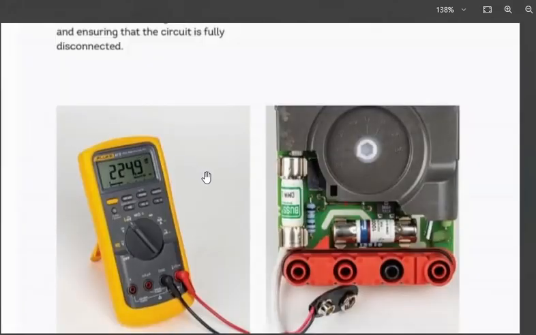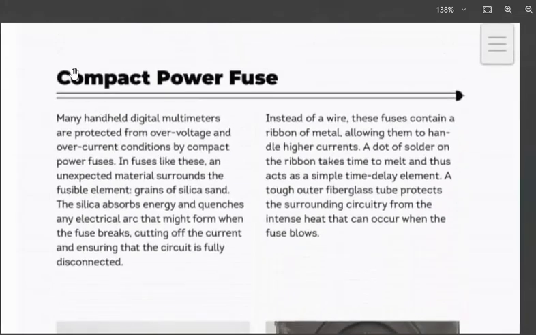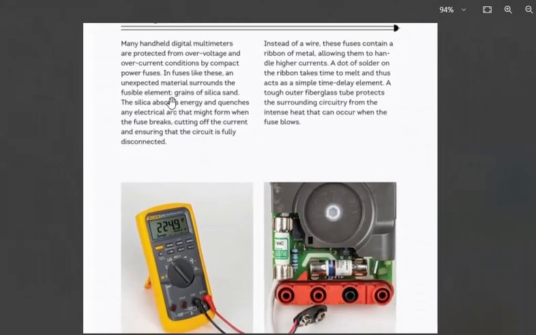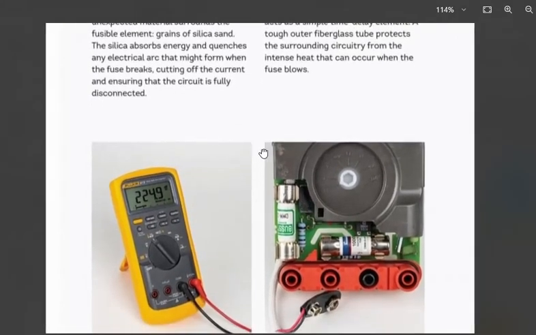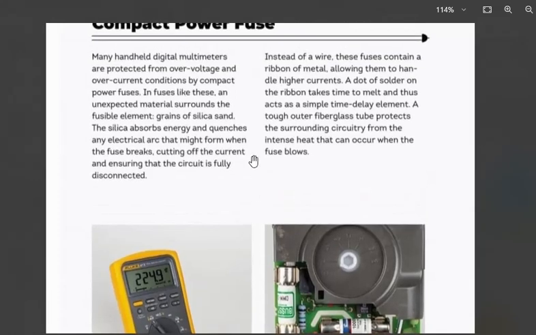So this is our next component, which is named the compact power fuse. This is also the information about it, but I'm going to explain it also in 3 headings. So let's start with what it does.